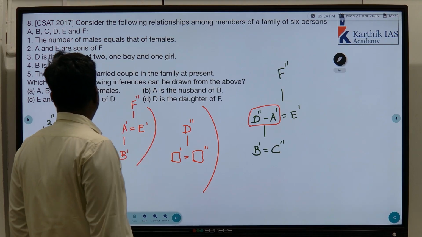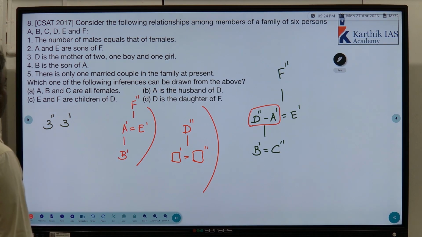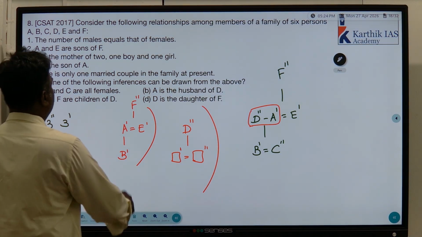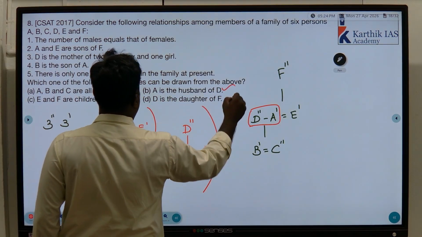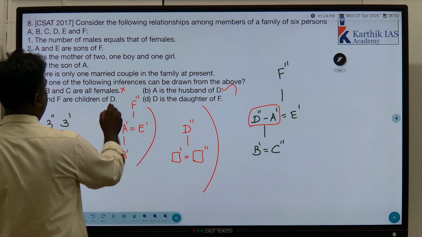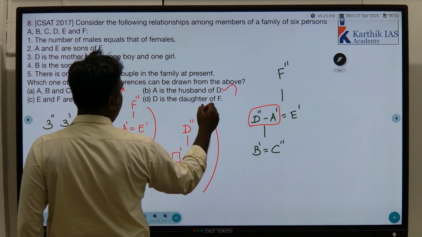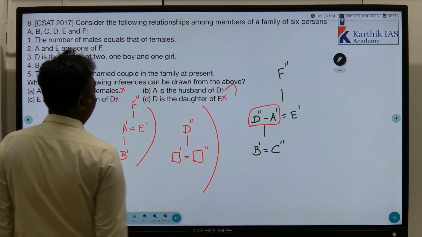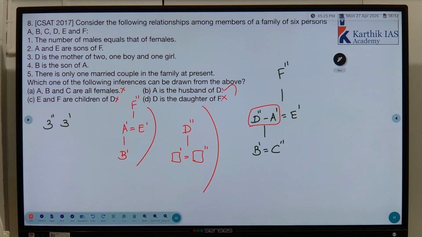A, B, C are females. Wrong. A is the husband of D. Correct. E and F are children of. Wrong. D is the daughter of F. D is the daughter-in-law of F. So that's the answer. That's all. Clear?